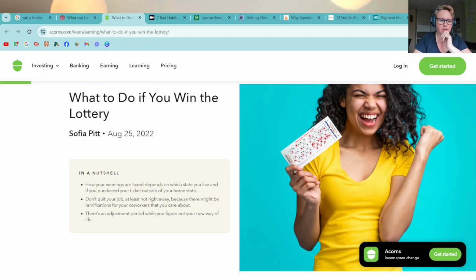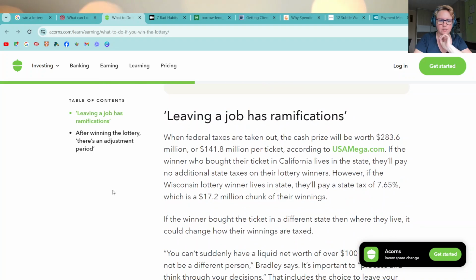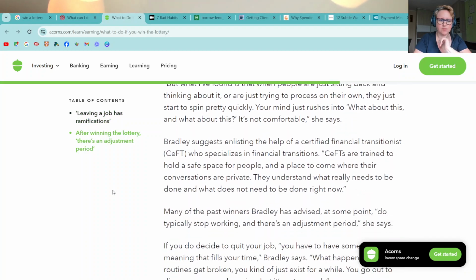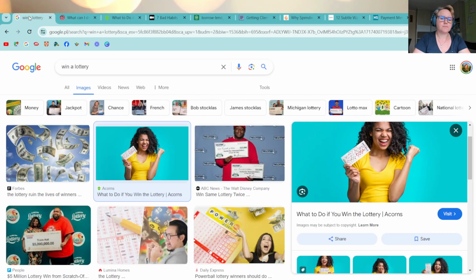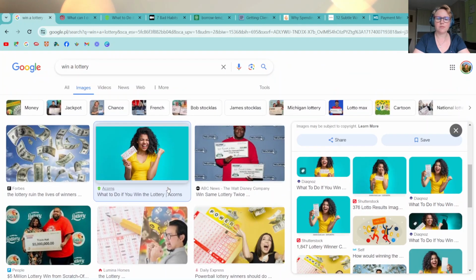So here we have, okay, don't quit your job. You need to pay tax on it and so on. Leaving a job after winning, there is an adjustment period. Okay, well, doesn't matter. I think I will not have that problem, and many of us will not have that problem. What to do if you win a lottery? Usually we just have to work to get some money.